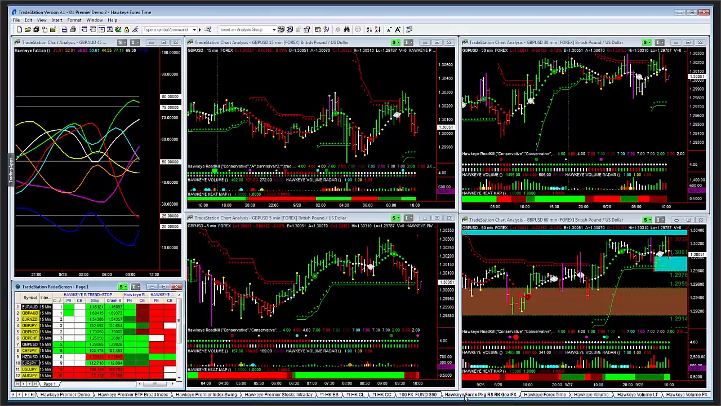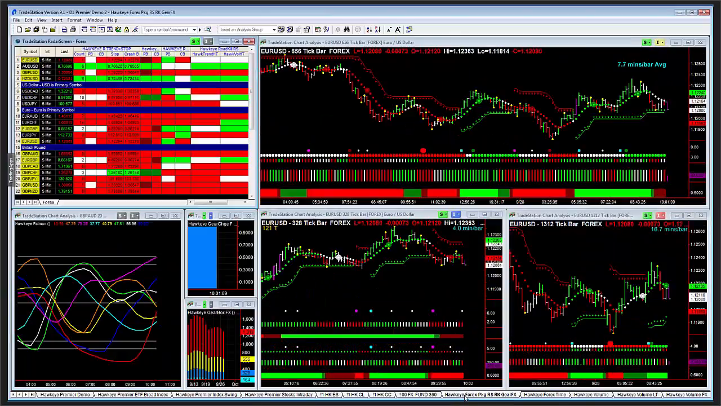Or if you're trading with tick charts, you can trade the same thing with tick charts. Here I've got a 328 tick, which the gearbox tells me is the optimal tick speed for the Euro US dollar. It doesn't matter. Fastest time frame, you're looking for trend, volume, momentum. Second time frame, you are looking for volume and momentum. Third time frame, you're looking for volume.